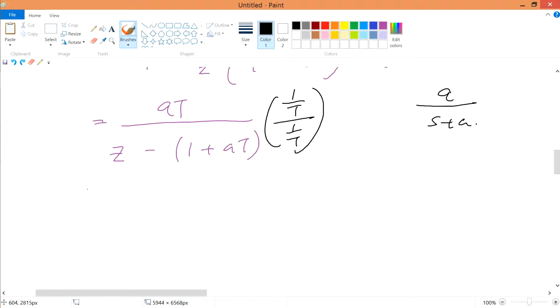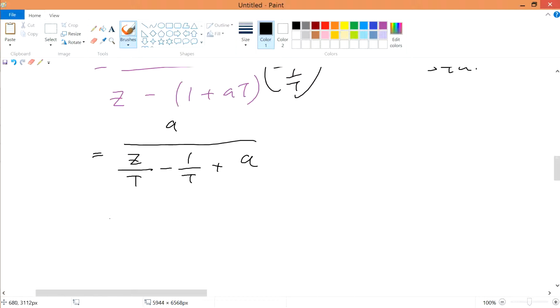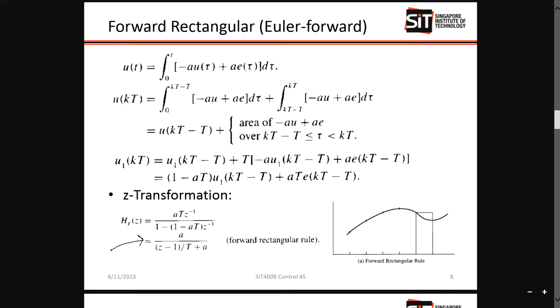Alright, what do I have? I have at times 1 over t is a, right? So z times 1 over t is z over t, minus 1 over t, plus at times 1 over t is what? A, right? Yeah. So we are somewhat near already, right? So therefore I can rewrite this as a over (z minus 1 over t) plus a. Aha! Therefore we have somewhat proved these things already. Okay? And this method is your forward rectangular method.